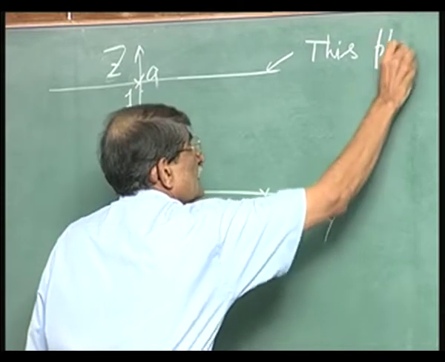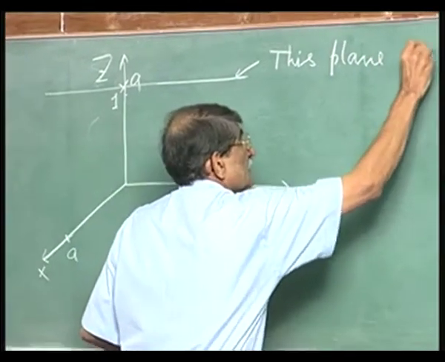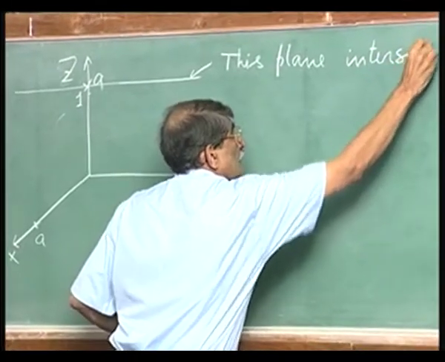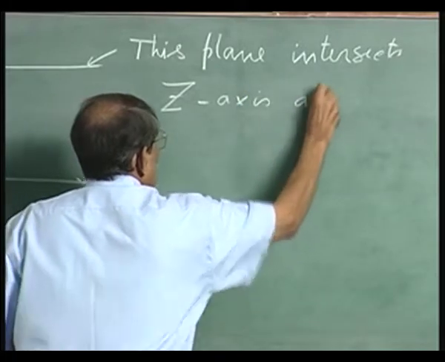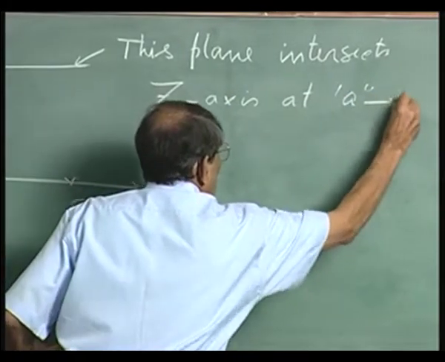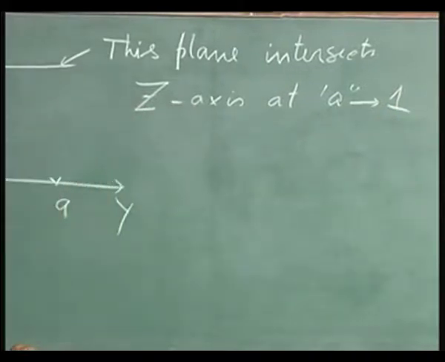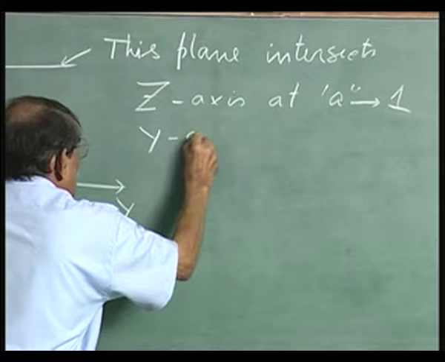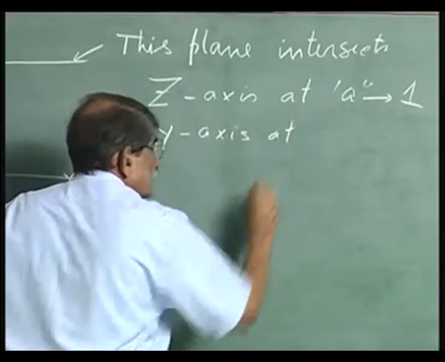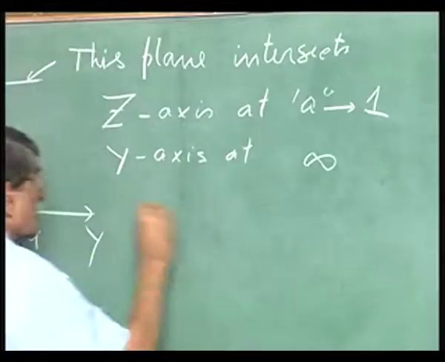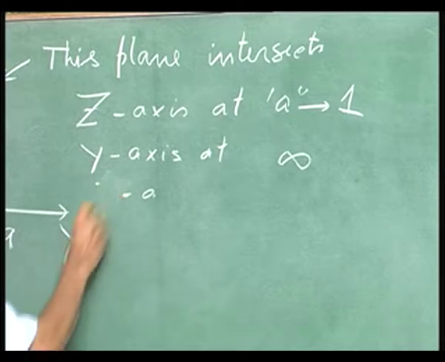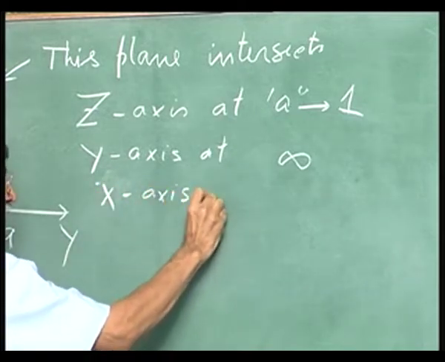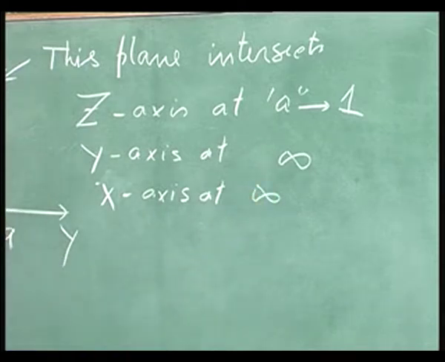This is just to go back to the discussion. It intersects z axis at A, call it as 1, normalize with respect to that, y axis at infinity, x axis at infinity. So, actual coordinates are 1, infinity, infinity.